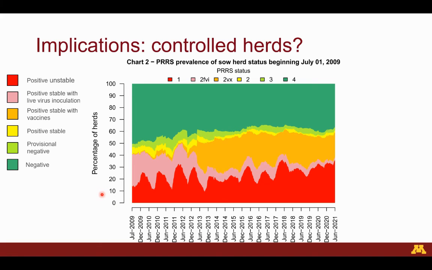So what are the implications in the field for this? Here we got the negative herds. Over here we got provisional negative, positive stable with vaccine, which is this orange part over here. The pink is positive stable with live virus inoculation, and these are the positive unstable, the red ones. But when we account for the positive stable with vaccination, we may mask a wild-type infection.